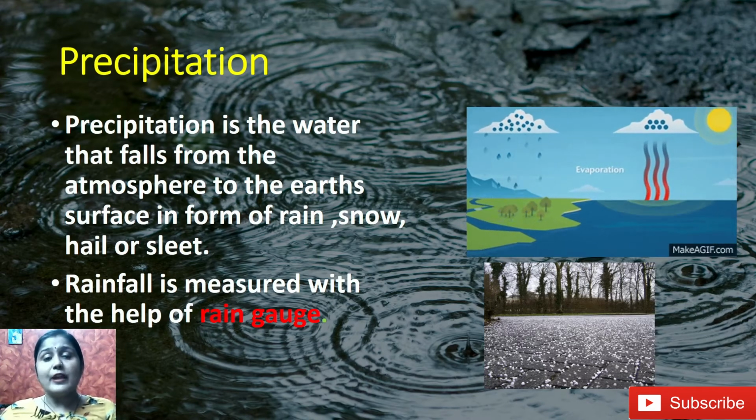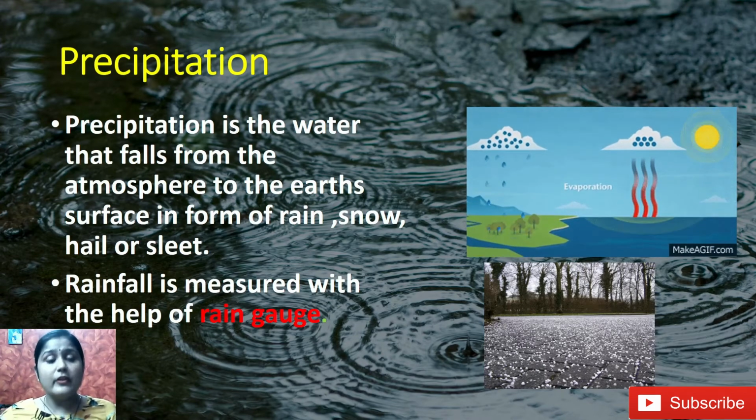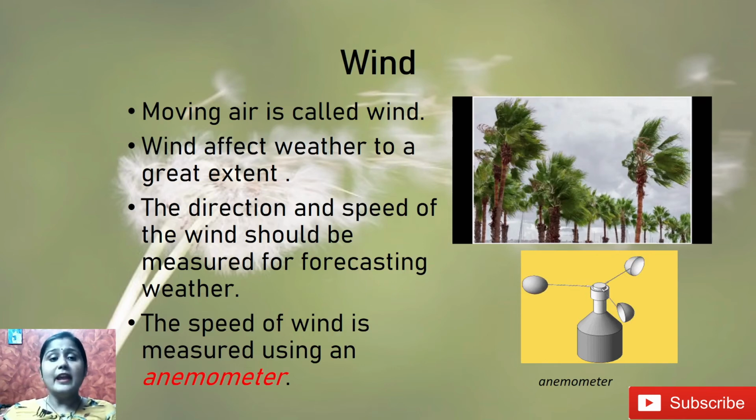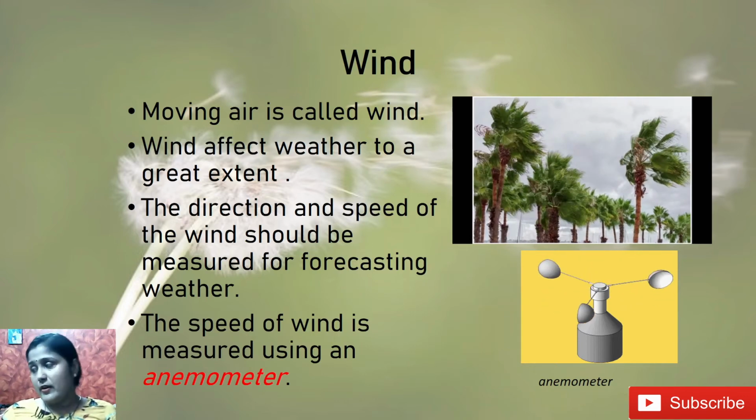So the last factor, which is an element of weather, is wind. Moving air is called wind. Wind affects weather to a great extent. The direction and speed of wind should be measured for forecasting weather.